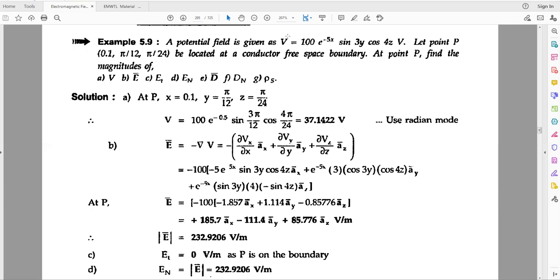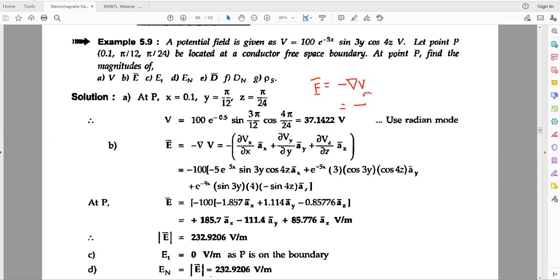So for the given voltage V, at the point 0.1, pi by 12 and pi by 24, it is located at the free space boundary condition. So x is given as 0.1, y is equal to pi by 12, and z is equal to pi by 24. To find, first of all, the electric field: the relation between electric field and potential is E bar equal to minus del V, the gradient of V.